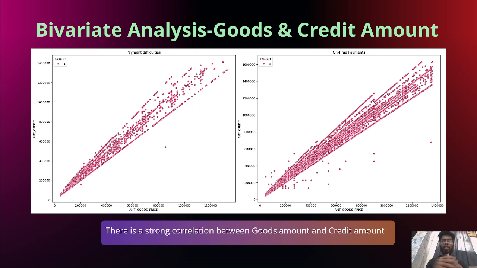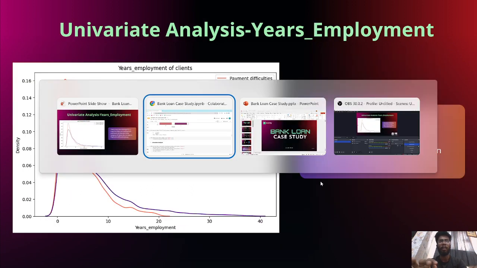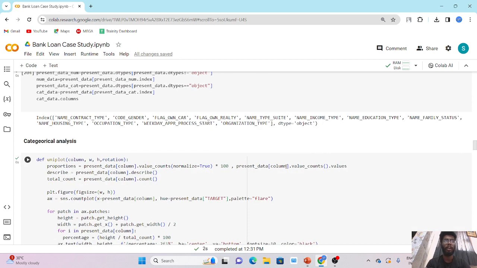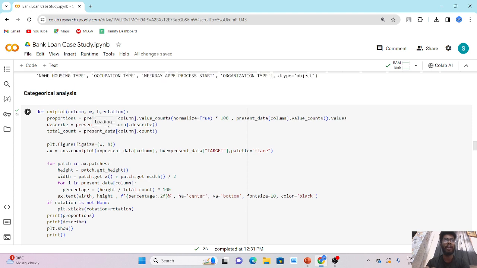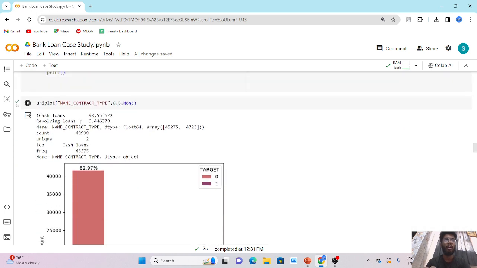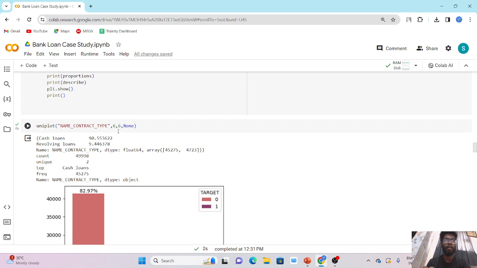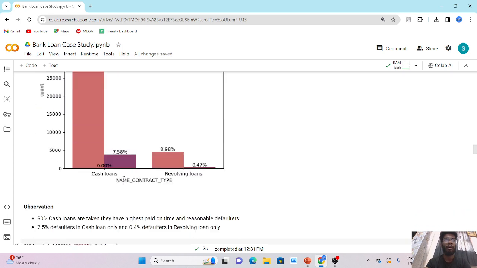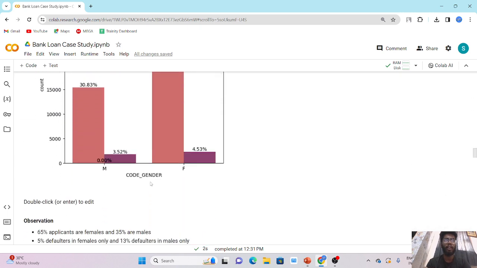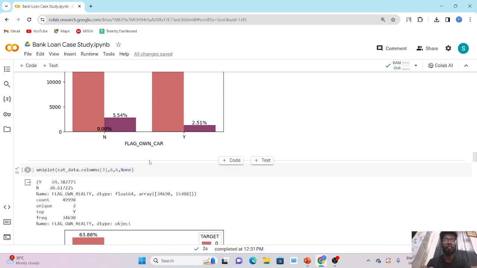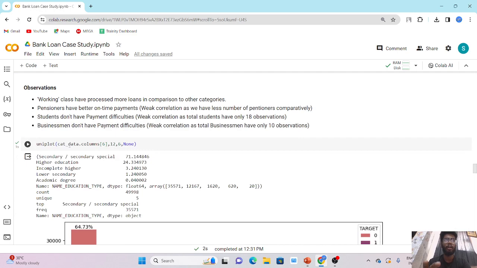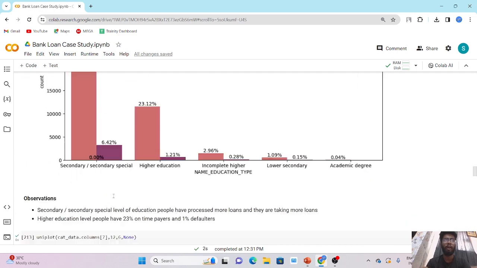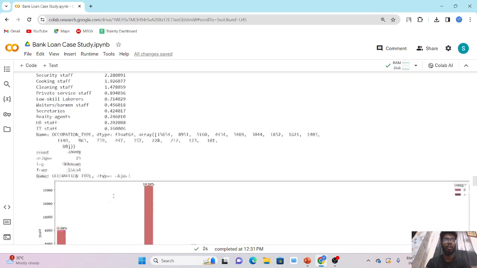Next, we can see the code. What is the code we used? We used a user defined function, uniplot, for categorical analysis. We have executed uniplot for all categorical columns. You can see that for code gender, flag own car, and all the categorical columns, we have executed the user defined function called uniplot.